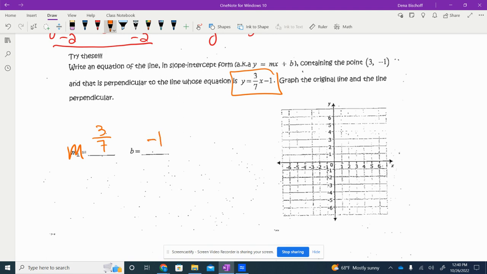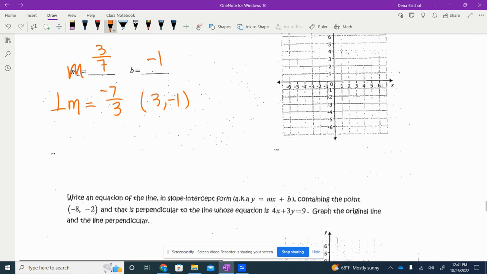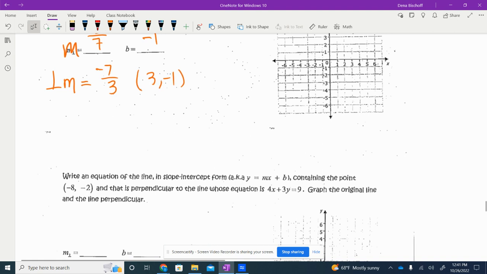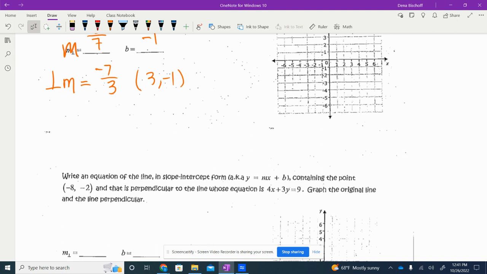Perfect. What is the perpendicular slope, Eli? Negative 7/3. Corbett, what point are we running this line through? What ordered pair? 3, negative 1. Corbett, can you write this in point slope form? I'm working on it. Okay, we'll wait.